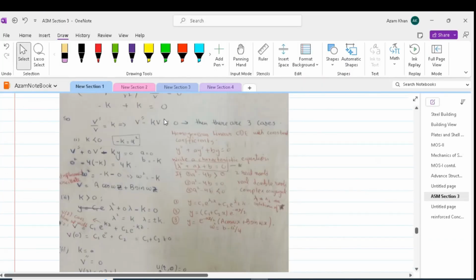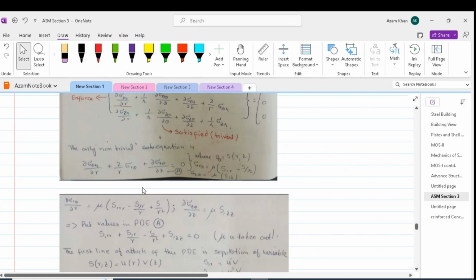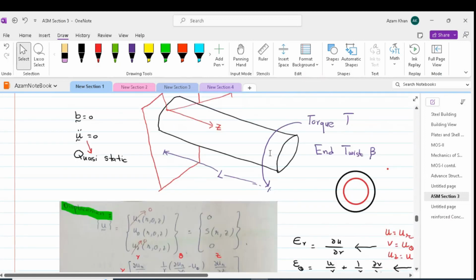Now coming back to this question, we can have the same three cases. So if k is less than 0, we get our v equal to a cos omega z plus b sine omega z. In these solutions, it is important that we use appropriate engineering judgment to either accept or reject a particular solution. Thus, v is equal to a cos omega z plus b sine omega z shows that it's a periodic function. And in the case of torque, we can't have a periodic function.